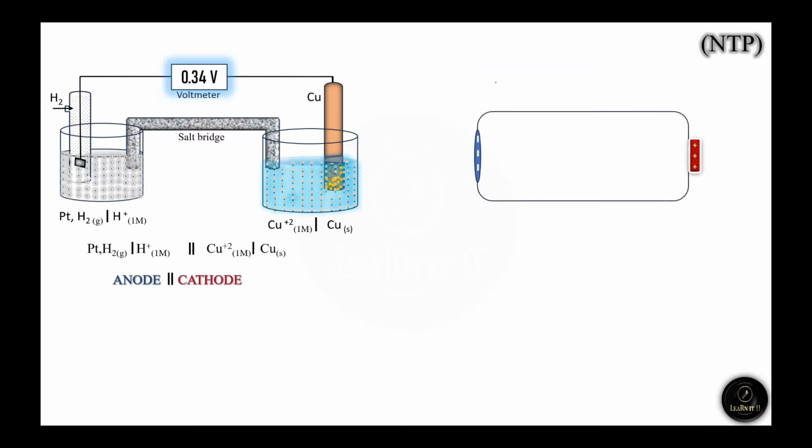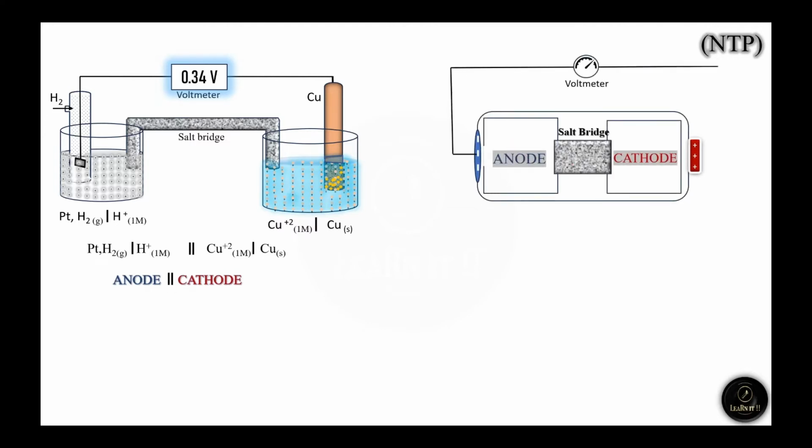If we take the hypothetical cell in which the anode is hydrogen and the cathode is copper, and we connect the voltmeter, then it shows a reading of 0.34 volt. So the same cell is represented here. At the anode there is oxidation, so hydrogen gas is converted into H plus ions. So the concentration of H plus ions increases.